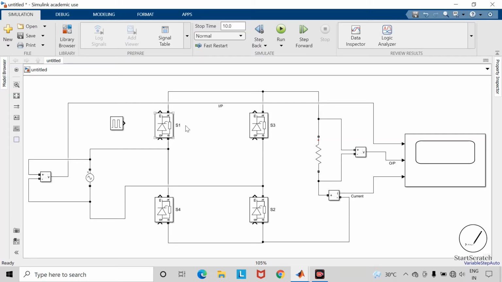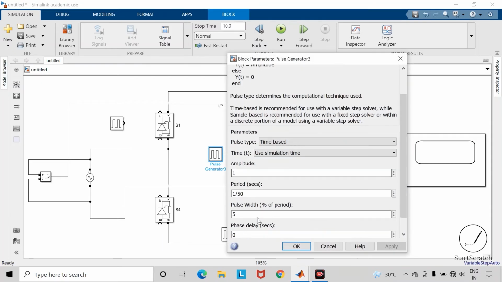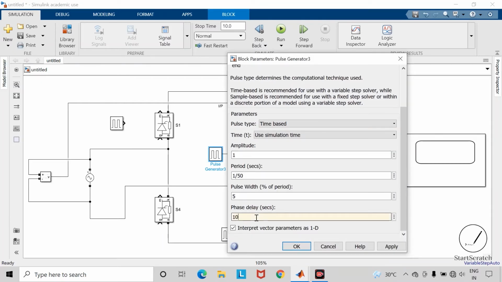So in the positive half cycle of the AC supply, this switch S1 and S2 will conduct. So the corresponding time will be from 0 to 10 milliseconds. Whereas in the negative half cycle, this switch S3 and S4 will conduct, and the corresponding time period will be 10 milliseconds to 20 milliseconds. So pulse for this S1 and S2 will remain the same. But for this S3 and S4, we have to give the phase delay of 10 milliseconds, because these thyristors are getting triggered after this much delay.